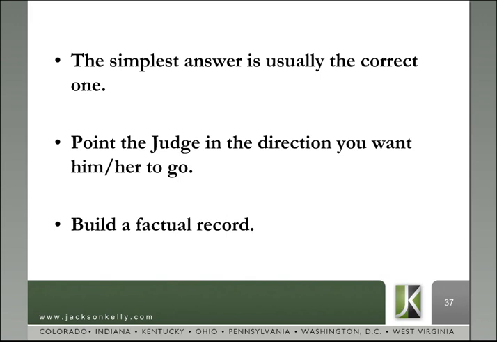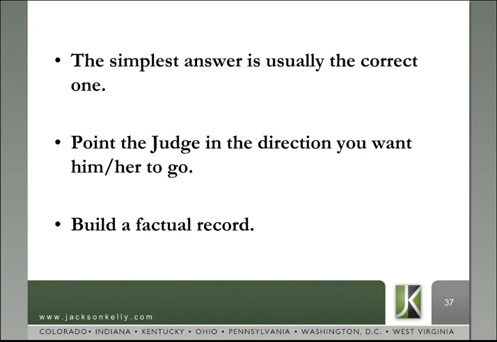And lastly, build a factual record. If a case goes up on appeal, you don't get another chance on appeal to reopen the factual record. You're only arguing whether the judge made legal errors or whether the conclusions were not supported by substantial evidence. But that record that you build before the judge is what's going to live on appeal.